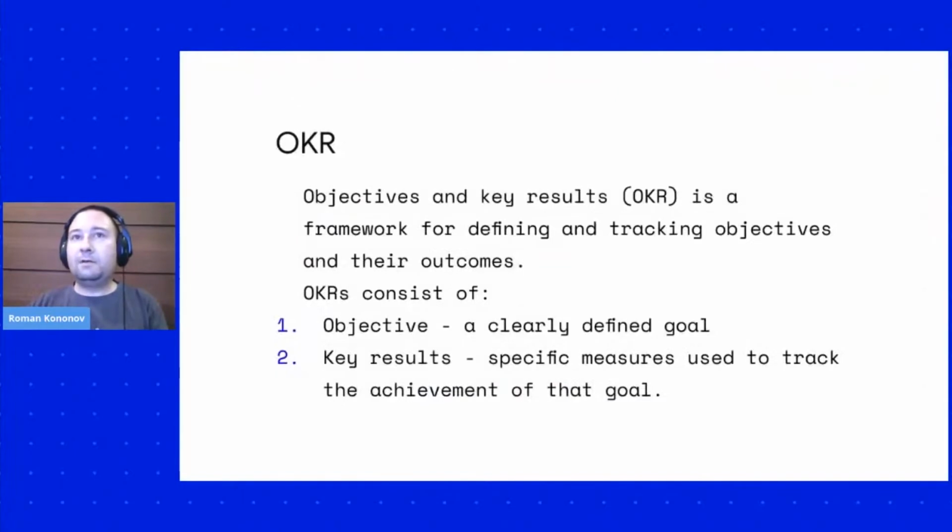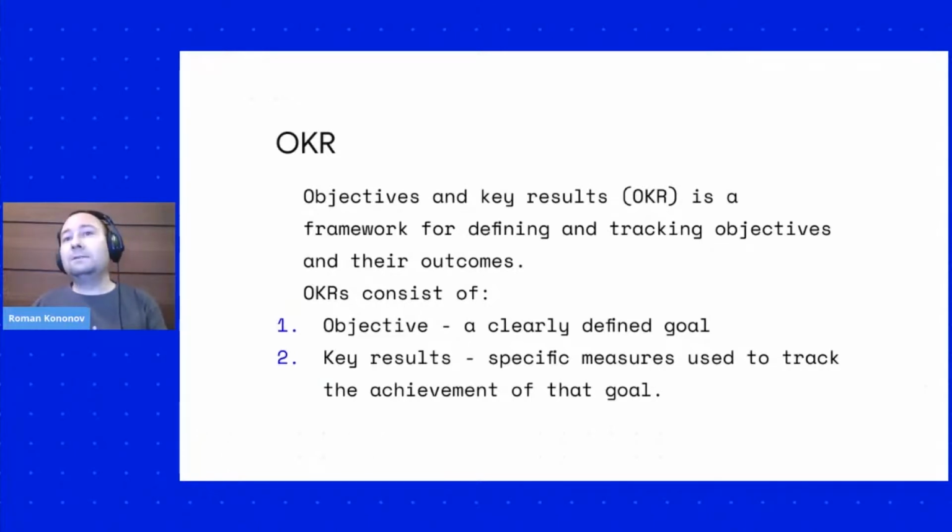So what does it mean? OKR is objectives and key results, just an acronym of these three words. It's a framework for defining and tracking objectives and their outcomes. Actually, it consists of two parts. The objective is the goal that you want to achieve. This goal should be pretty clear, specifically it should be clear for everyone, any kind of people in your company or in your team, because the clearness of how you explain and express this is the key point.